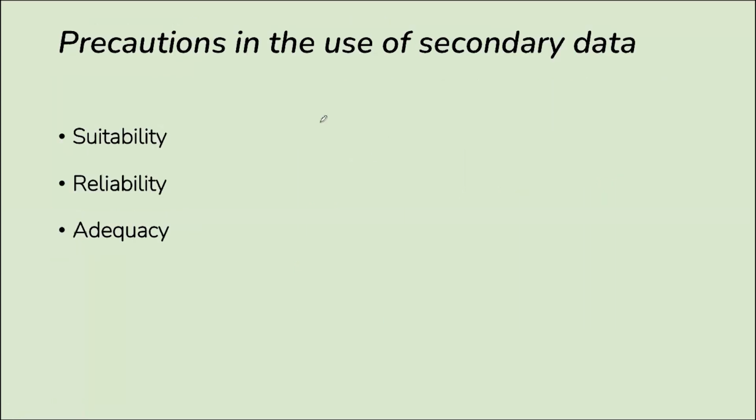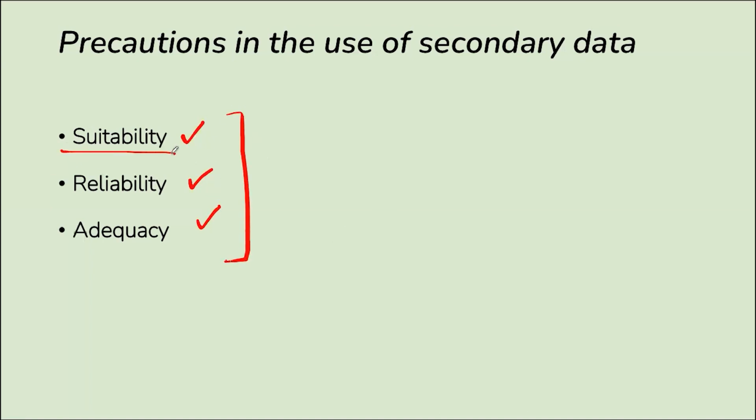Now there are certain precautions which should be exercised in the case of secondary data. First is suitability, second is reliability, and third is adequacy. What do you mean by all these terms? First of all, the user should be extra cautious in using secondary data, and he should not accept it just like that, because it may be full of errors. Bias may be there, or the sample size may be inadequate. So many problems may be there. So before using such data, the following aspects should be considered.